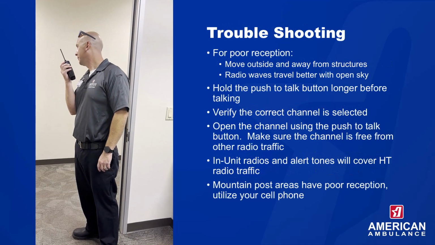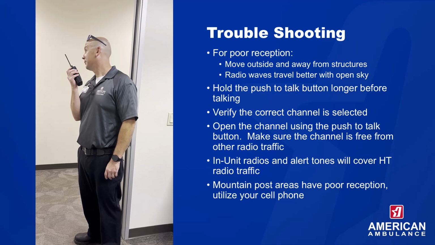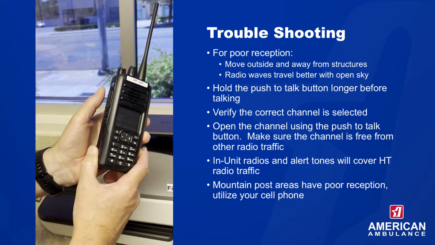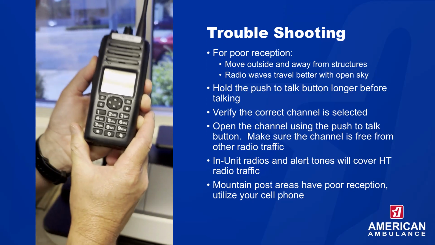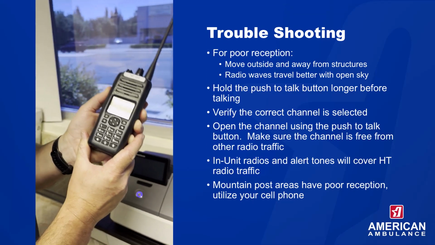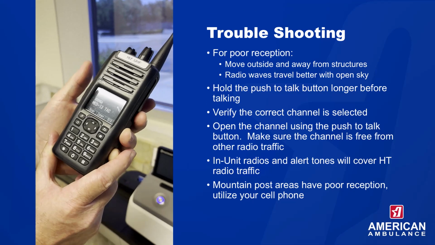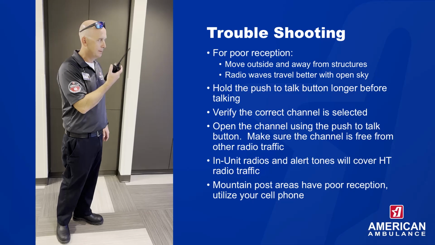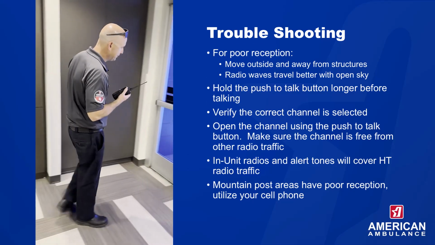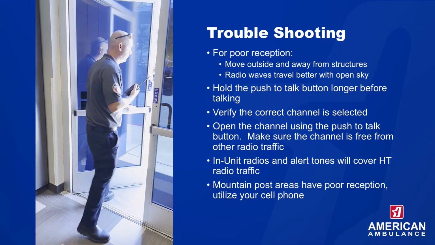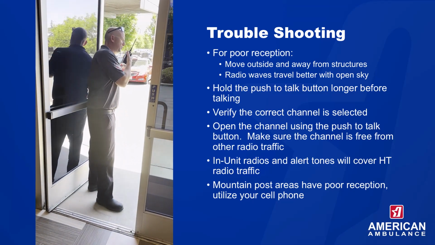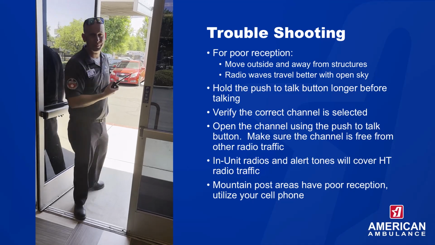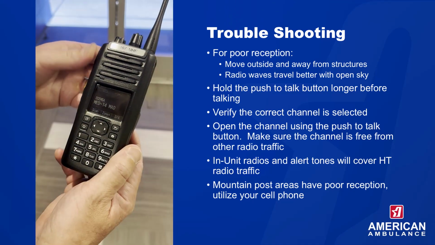While investigating reported radio reception issues, we were able to resolve almost all of them by completing some of these troubleshooting steps. First, the unit radios and dispatch radios have more power to transmit than the HT radios. This means that both can cover HT radio traffic and prevent HT transmissions from being received by dispatch. If there is heavy traffic on the radio channel, wait until it is clear before transmitting.